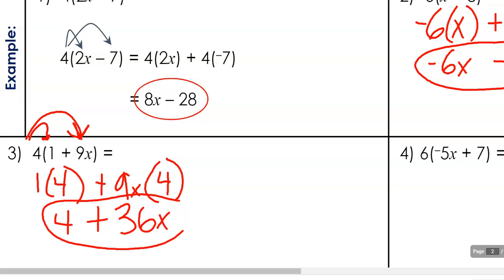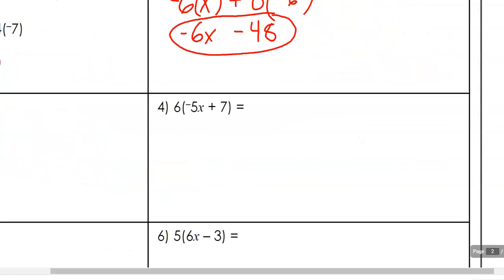This expression is my answer because I cannot combine terms that are not alike. I cannot add or subtract terms that are not like terms. All right, so very good there.